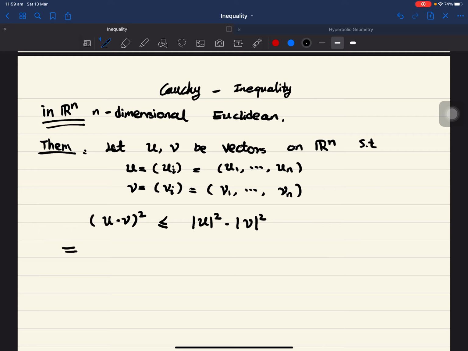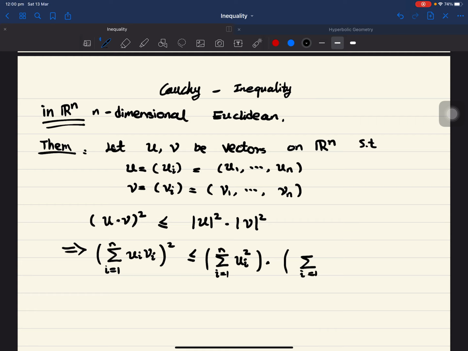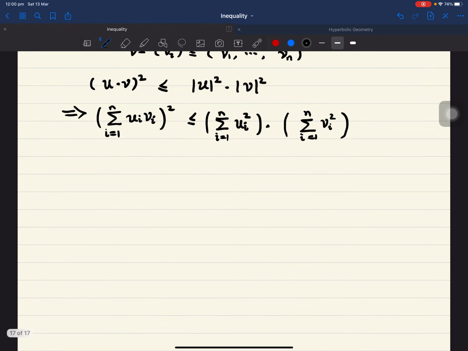So that would give us the sum of Ui Vi from 1 to n, all squared, less than or equal to the sum of Ui squared from all i, times the sum of Vi squared. So, proof.